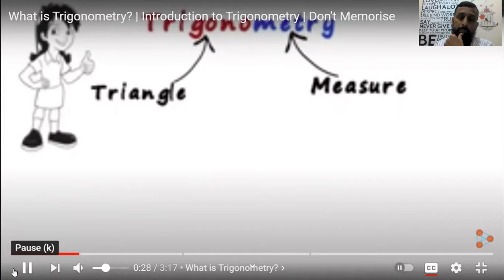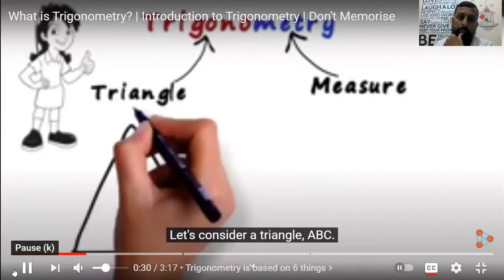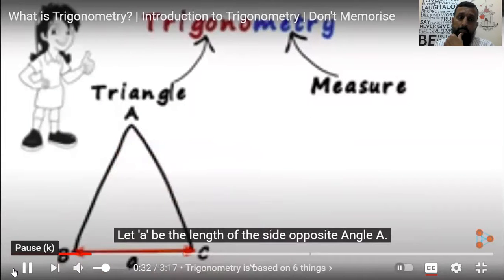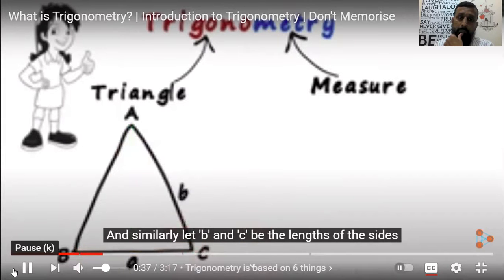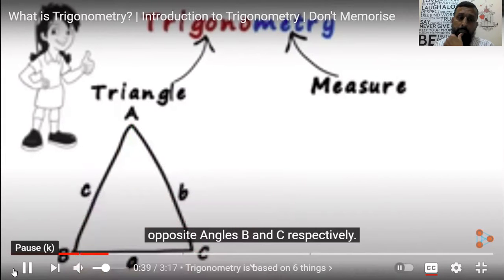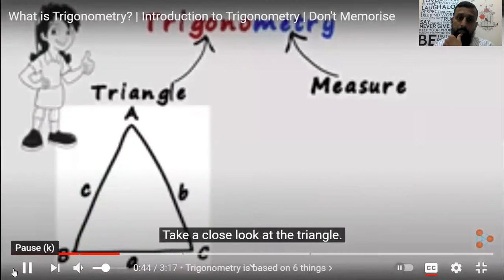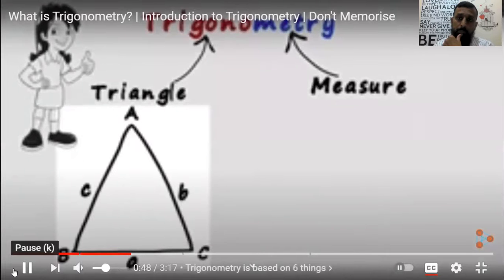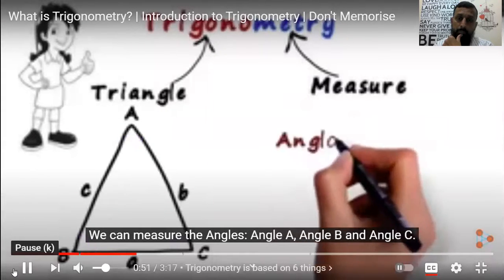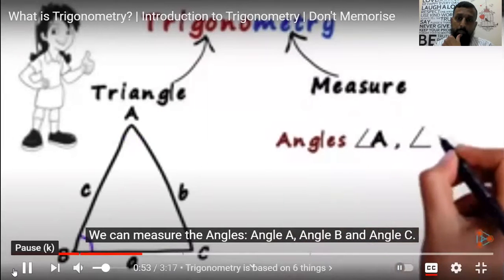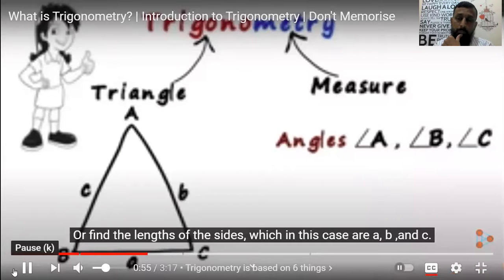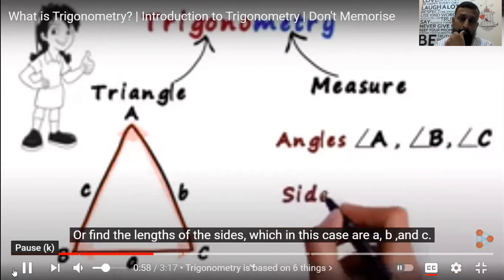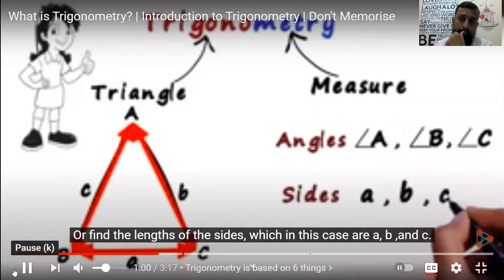That's all. Let's consider a triangle ABC. Let A be the length of the side opposite angle A, and similarly, let B and C be the lengths of the sides opposite angles B and C respectively. Take a close look at the triangle. What all can we measure in this triangle? We can measure the angles, angle A, angle B, and angle C, or find the lengths of the sides, which in this case are A, B, and C.